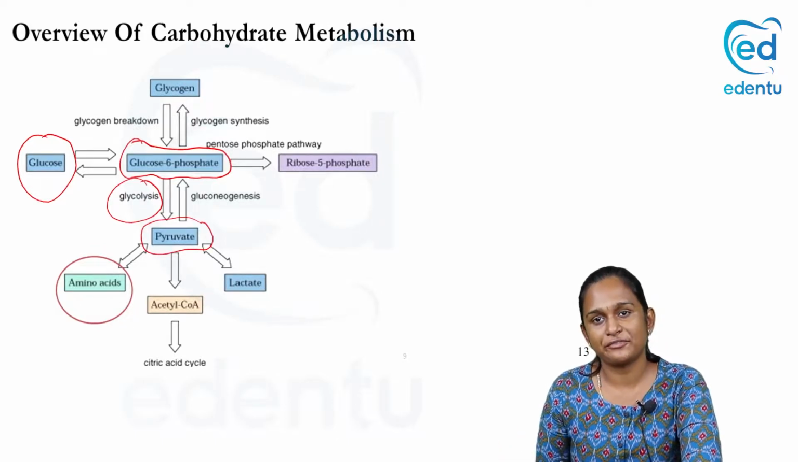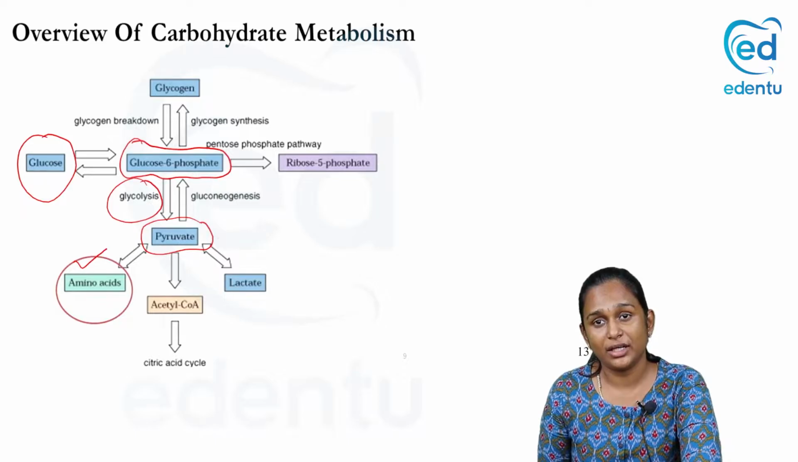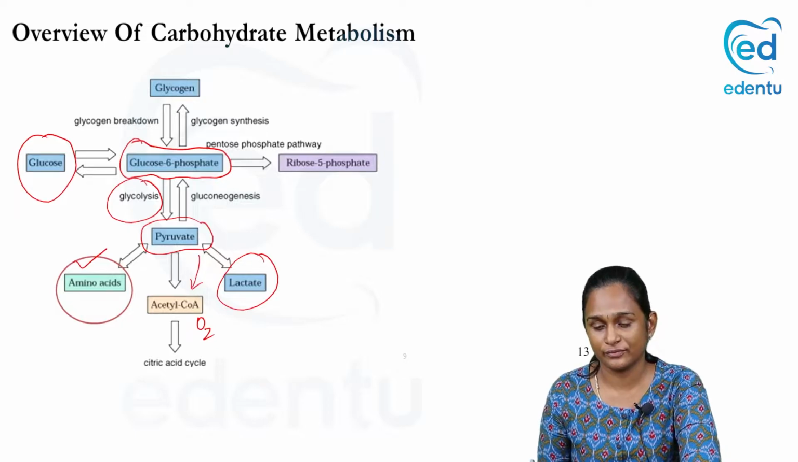So what is the fate of that pyruvate? That pyruvate can get converted into amino acids. It can get converted into acetyl-CoA by oxidative decarboxylation reaction, or it can get converted into lactate in certain tissues which do not have oxygen.